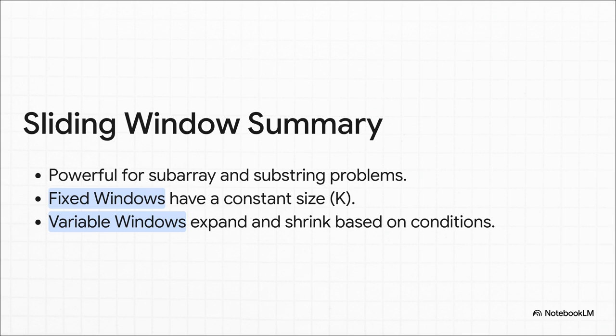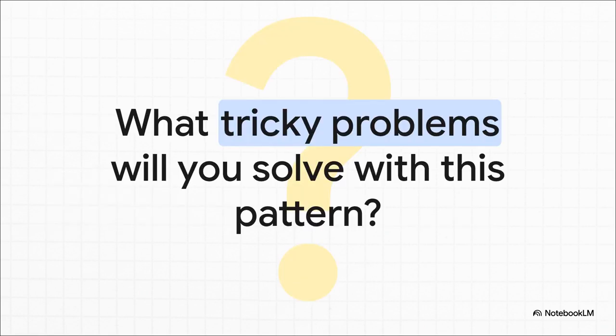And remember the 2 types. Fixed windows are for when you know the size you're looking for, like the max sum of any 3 elements. Variable windows are for when you don't, and they expand and shrink to find things like the longest substring with no repeats. And that's really it. That's the sliding window pattern. It's more than just an algorithm. It's a whole new way of looking at a big category of problems.